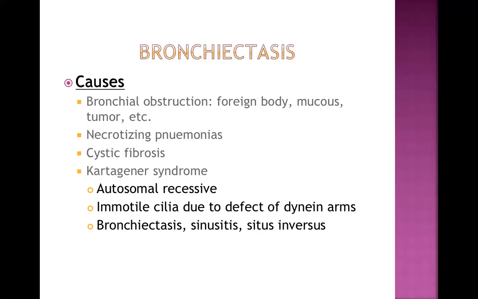So cystic fibrosis mainly affects exocrine glands. The common organs affected by cystic fibrosis are lung and pancreas. Even liver is affected. So remember these three organs: lung, pancreas, and liver. And for the diagnosis, sweat glands are important. Because of thick secretion in cystic fibrosis, bronchiectasis is very common.